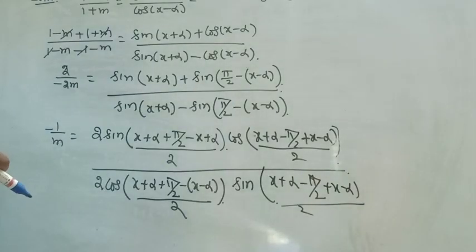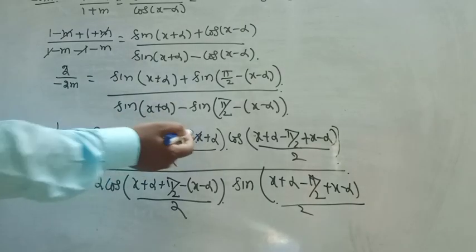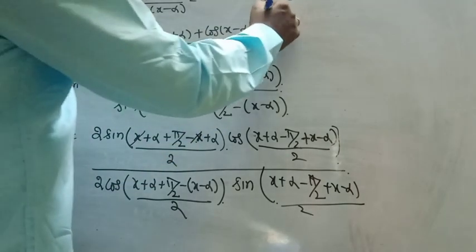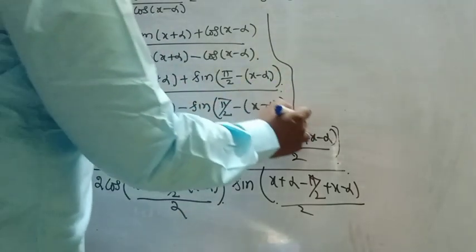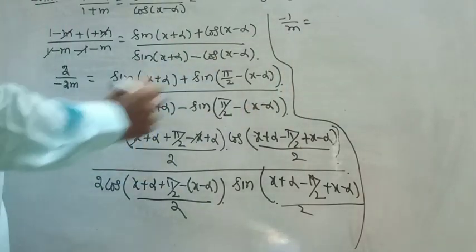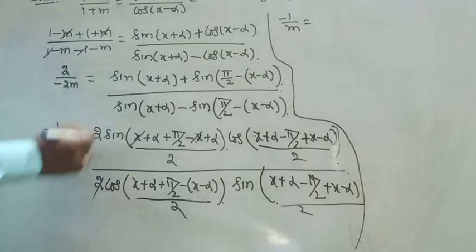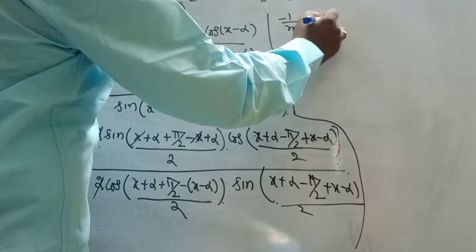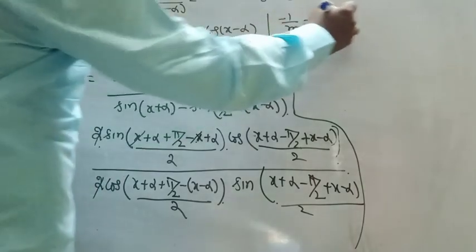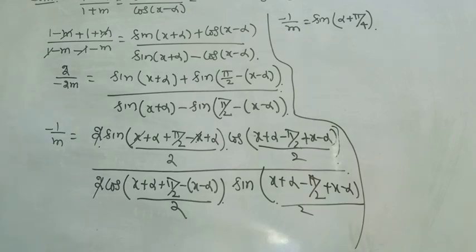You see, my dear students, minus x plus x will be cancelled like this, and alpha plus alpha, this is what we are going to have here. I am just writing here. This is equal to minus 1 by m into 2 sine, and the 2 and 2 we can cancel. This is what we have got: sine of (alpha plus alpha, 2 alpha, plus pi by 2) by 2. That is nothing but alpha plus pi by 4. Wonderful. Alpha plus pi by 4, or pi by 4 plus alpha.